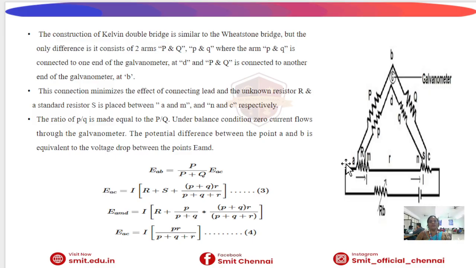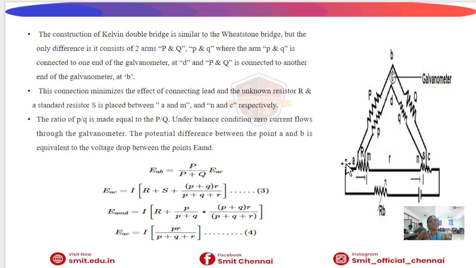The construction of the Kelvin double bridge is similar to the Wheatstone bridge, but it includes two additional sets of ratio arms. These arms are P and Q, the main ratio arms, and small p and q, the auxiliary ratio arms. In this arrangement, the arms P and Q are connected to one end of the galvanometer at point D. These arms p and q are connected to the other end of the galvanometer at point P. The unknown resistance R and the standard resistance S are placed between points A, M and N, C respectively.